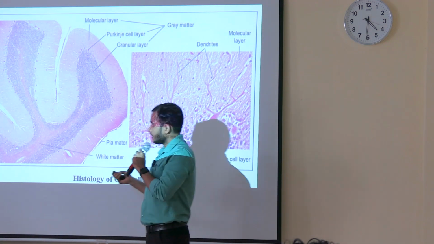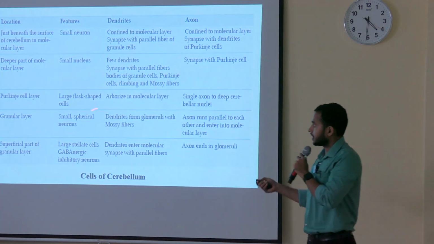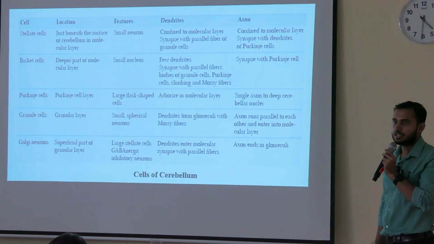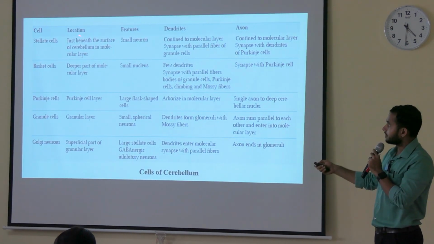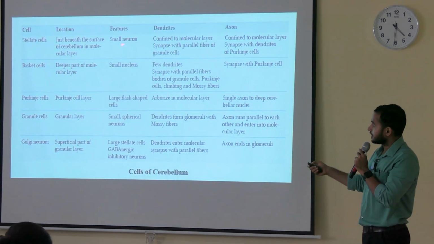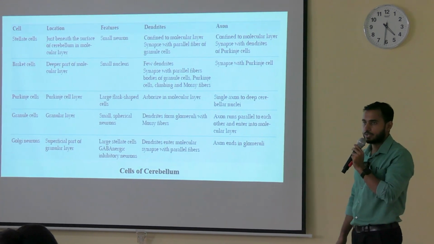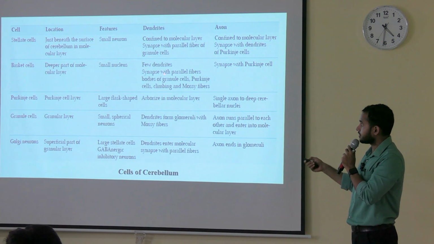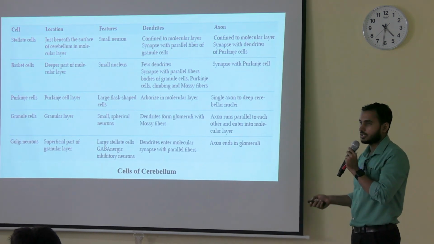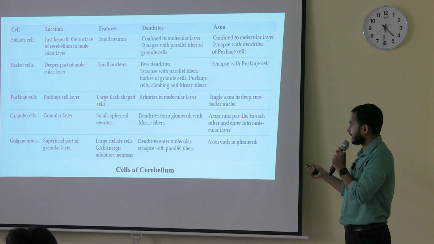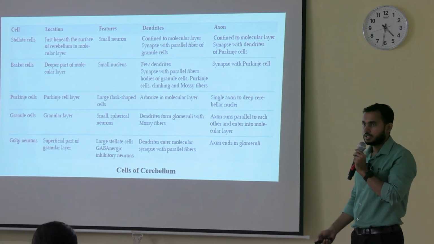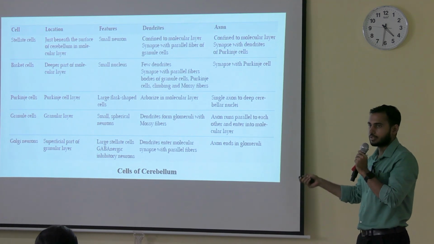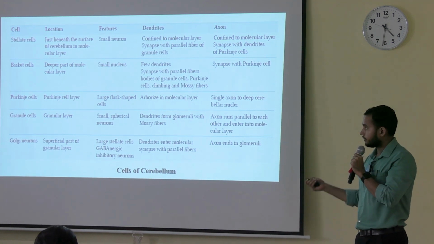And lastly, there is a list. Here you can see this is the list of cells which are present in the cerebellum. Okay, here you can see the location of the cell, the feature of the cell, how it appears. Okay, then the dendrites of the cells and the axons of the cells, where the dendrites of the cells are going and where the axons of the cells are going. Okay, so kindly include this chart also in your practical notebook whenever you are writing about the histology of the cerebellum.